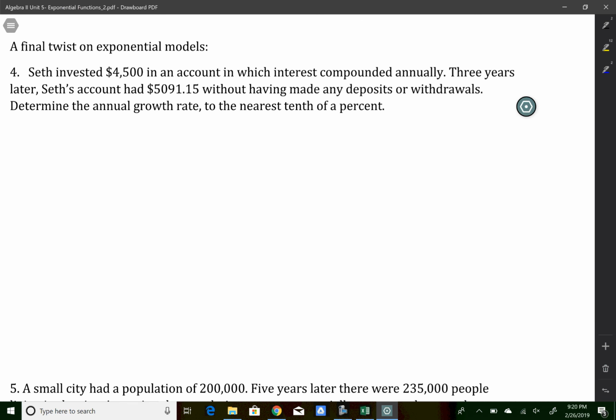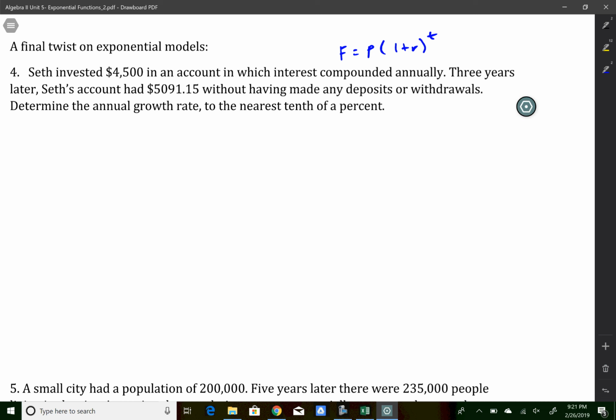So this next problem is kind of tough. So it says Seth invests $4,500 in an account, which is compounded annually. So I know that the future value is equal to the initial value, 1 plus r all to the t. 3 years later, Seth's account is $5,091.50 without having to make any deposits or withdrawals. Determine the annual growth rate.